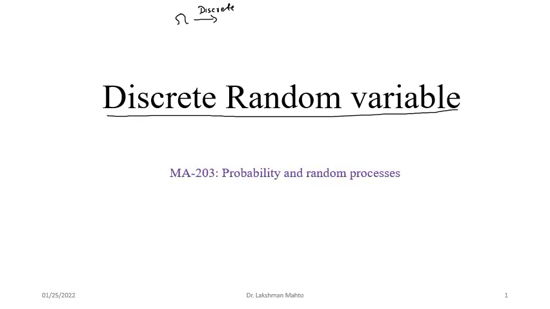Everyone is aware of what is discrete and what is continuous. I had already taken one class on that, and I think I had already discussed it. Just to recall, I said a set is discrete if for each member of that set, you can find an epsilon neighborhood that won't contain any member of the set except the point around which we have taken the epsilon neighborhood.